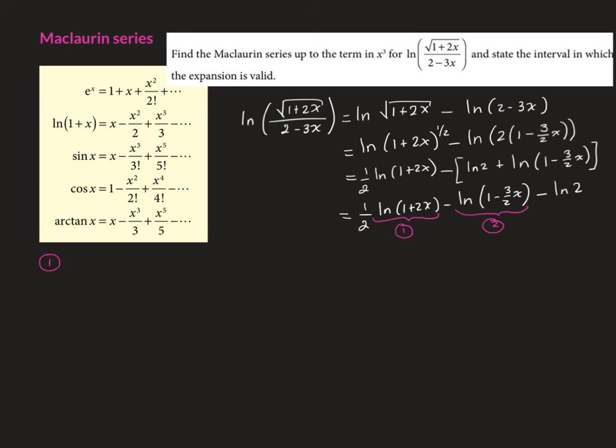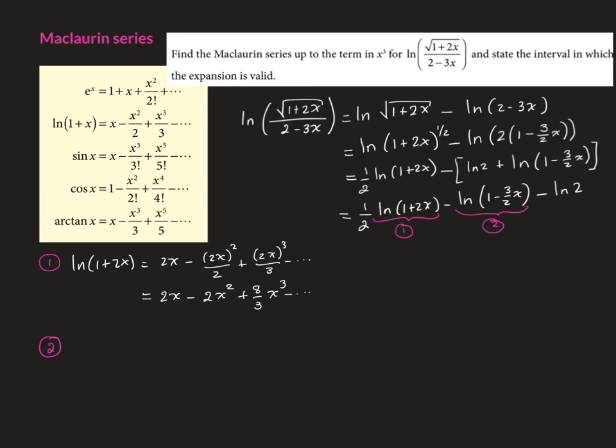So for number 1, this is ln of 1 plus x in composition with 2x. So the expansion is going to be 2x minus (2x) squared by 2 plus (2x) power 3 by 3 minus etc. And this is 2x minus 2x squared plus 8/3 x power 3 minus and so on.